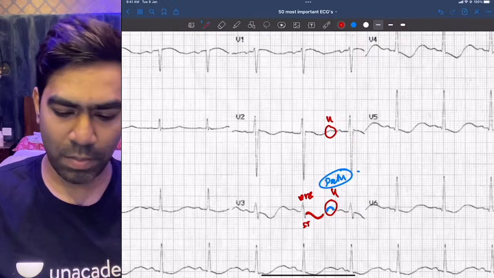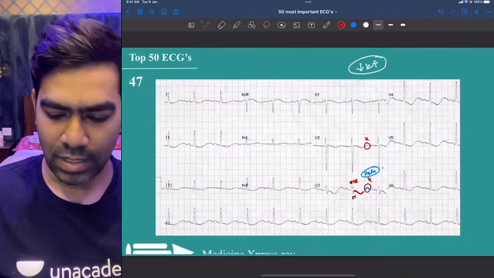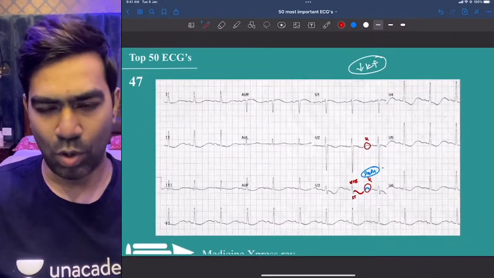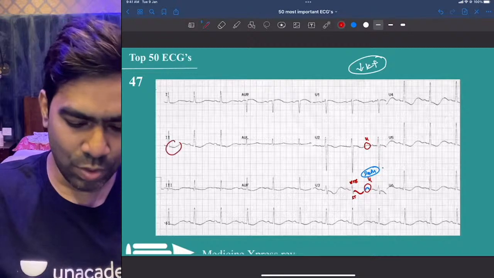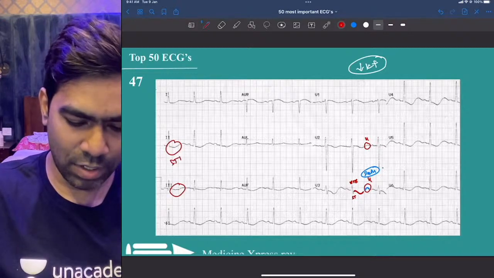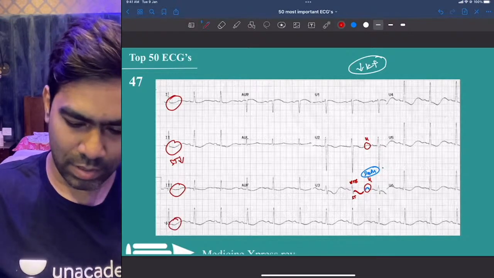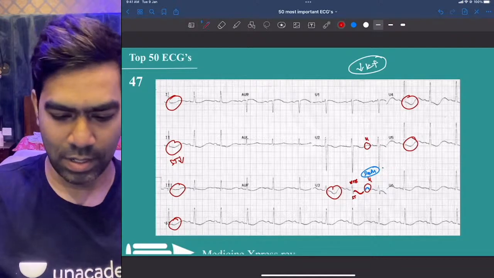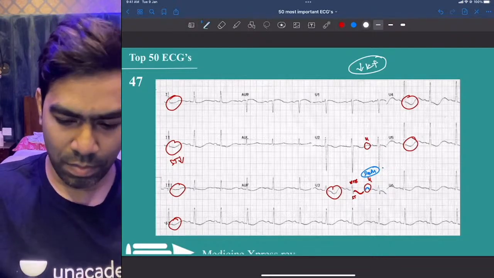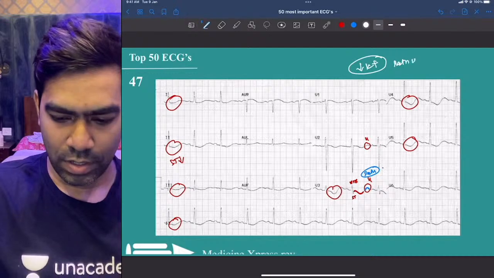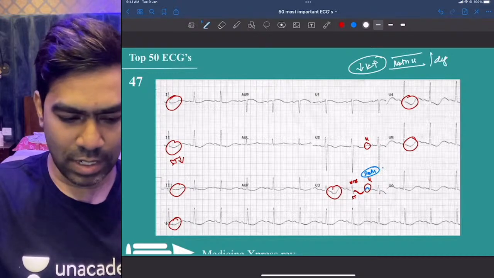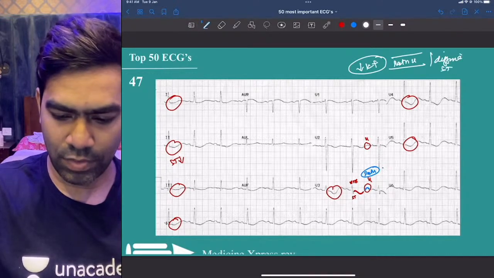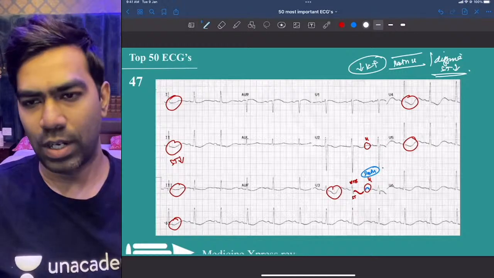When you see prominent pathological U waves like this, it is suggestive of hypokalemia more often than not in exams. And you will see diffuse ST depressions in multiple leads. So this combination of pathological U waves with diffuse ST depressions is very much suggestive of hypokalemia.